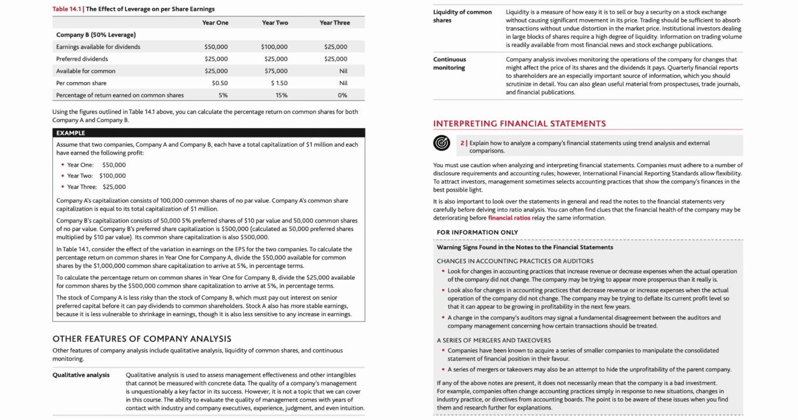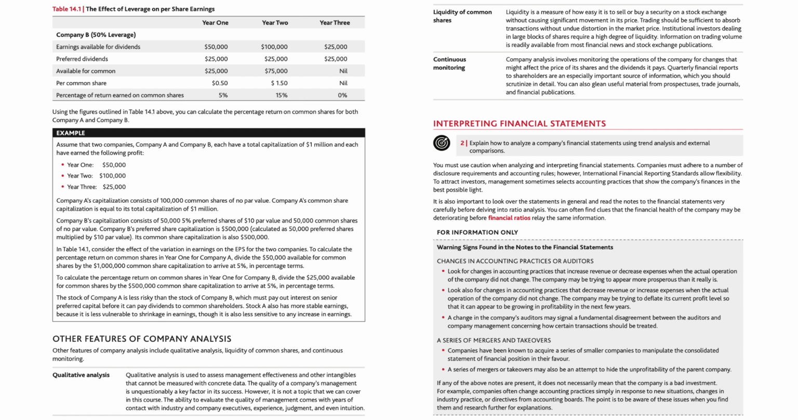Continuous monitoring. Company analysis involves monitoring the operations of the company for changes that might affect the price of its shares and the dividends it pays. Quarterly financial reports to shareholders are an especially important source of information, which you should scrutinize in detail. You can also glean useful material from prospectuses, trade journals, and financial publications.